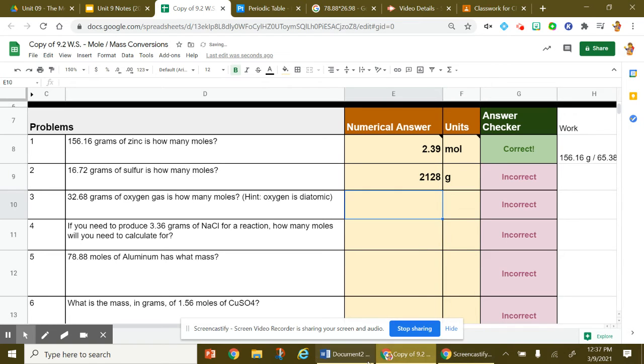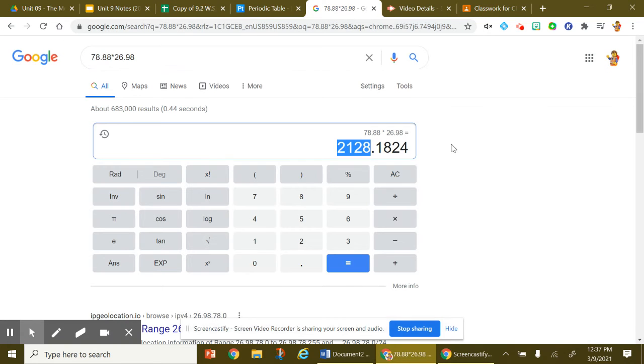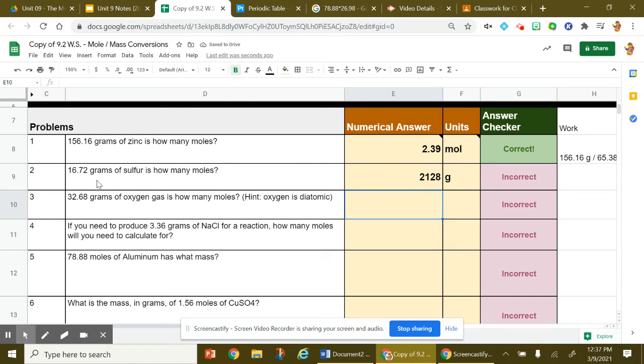Let's see here. Did that work? Did I write that down correctly? 2128. Now let's see here. Did I do something incorrect here? Oh, I put it in the wrong one. It should be down here. 2128. There we go. All right, I'm smart.